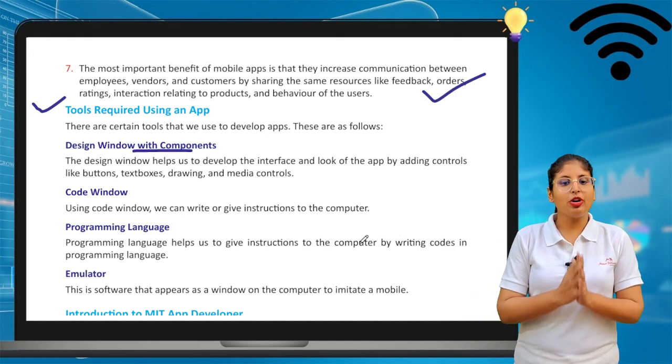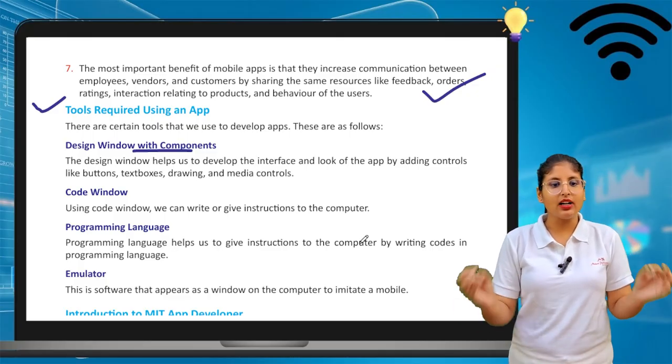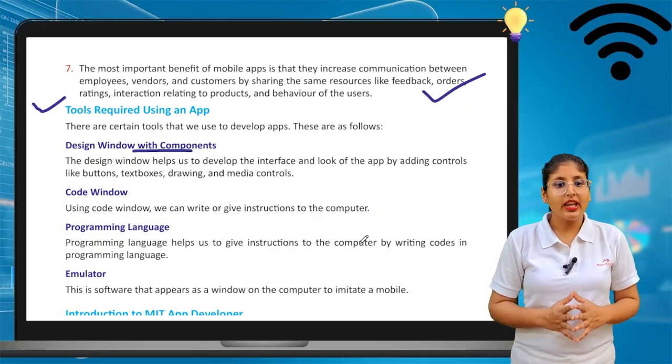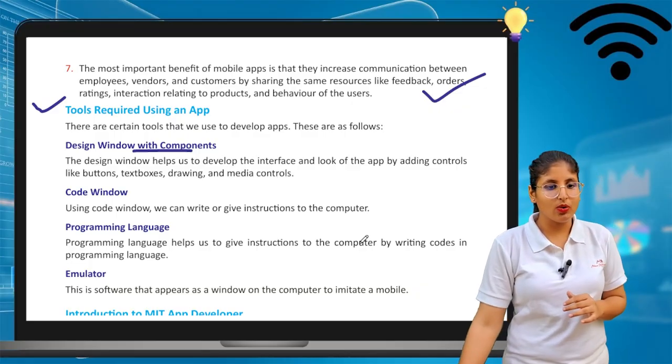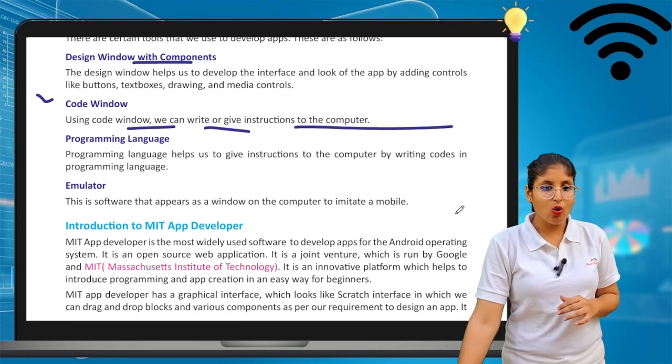The design window helps us develop the interface and look of the app by adding controls like buttons, text boxes, drawing and media controls. So we can design the window and the components. Next is the code window. Using the code window we can write or give instructions to the computer.